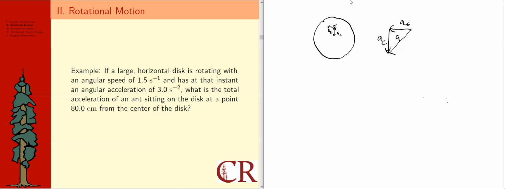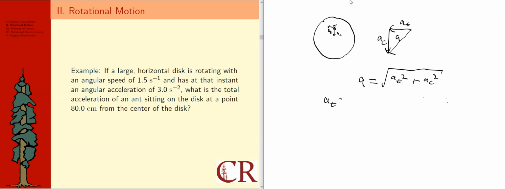But since these two are at right angles, because tangential acceleration is tangential to the circular motion the ant is doing, and centripetal is always towards the center, it makes sense that those would be at right angles. So that means the total acceleration should be the sum in quadrature of these two components. So, can I find what these two are?